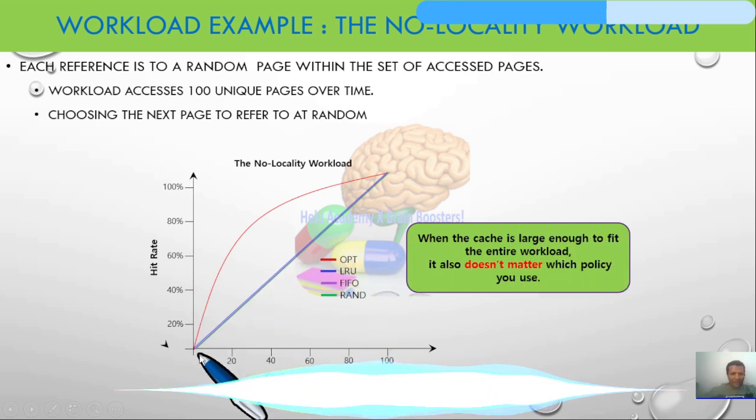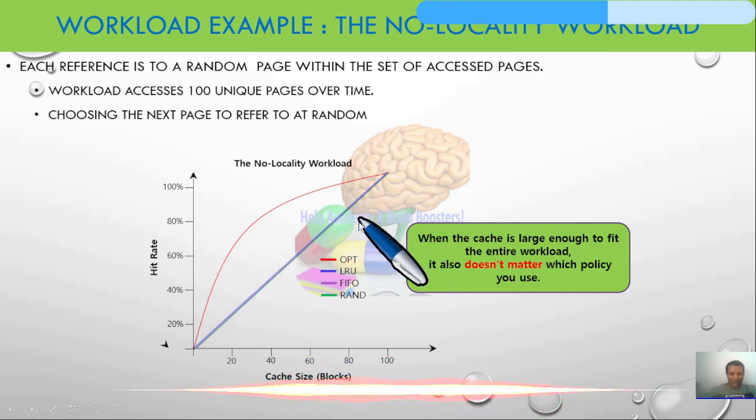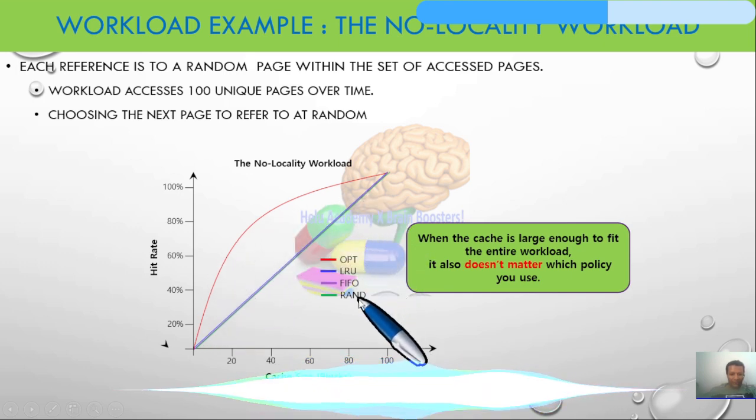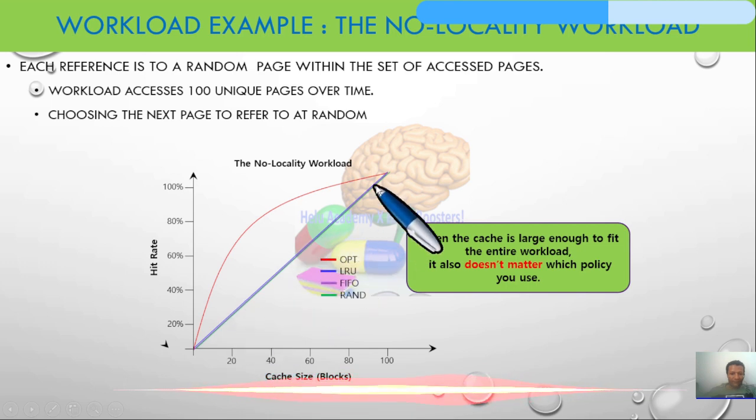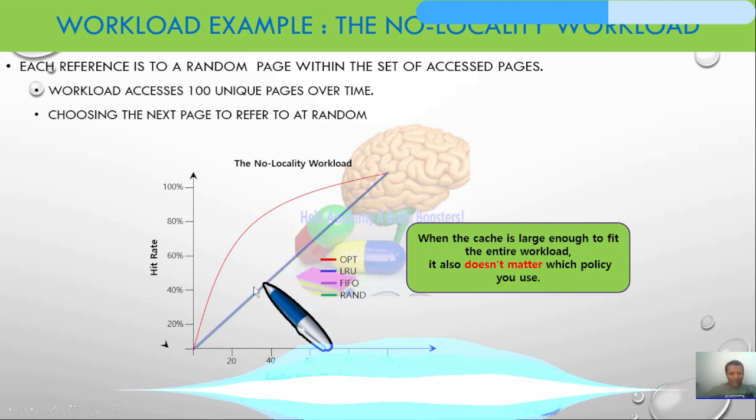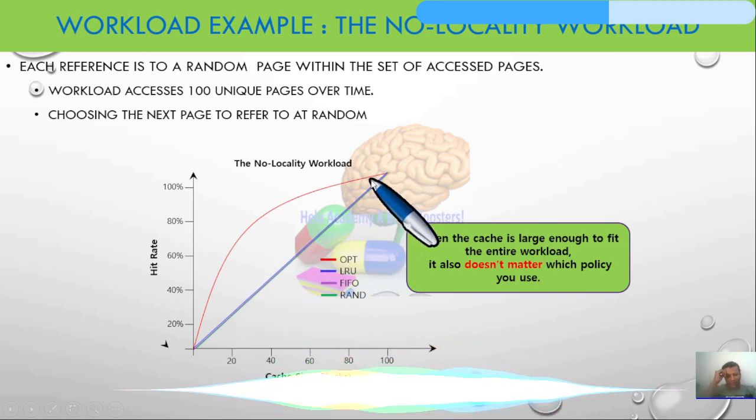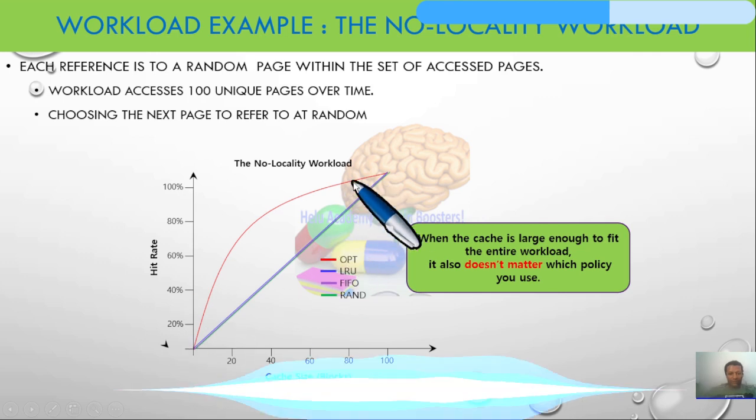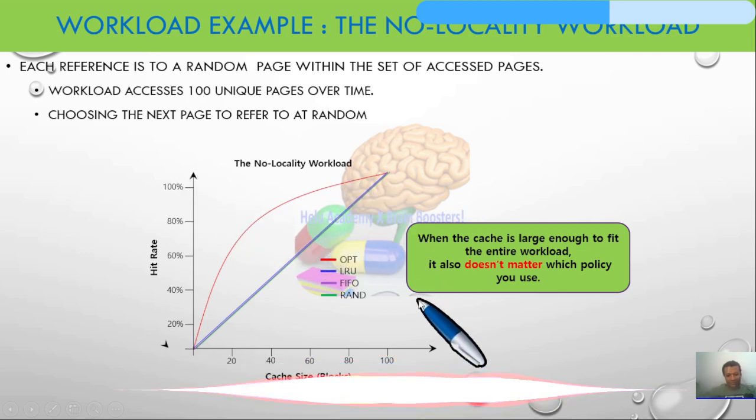But as you can see here, the optimal is here, and LRU, FIFO, and random seem to be in the same location. So that is the idea.